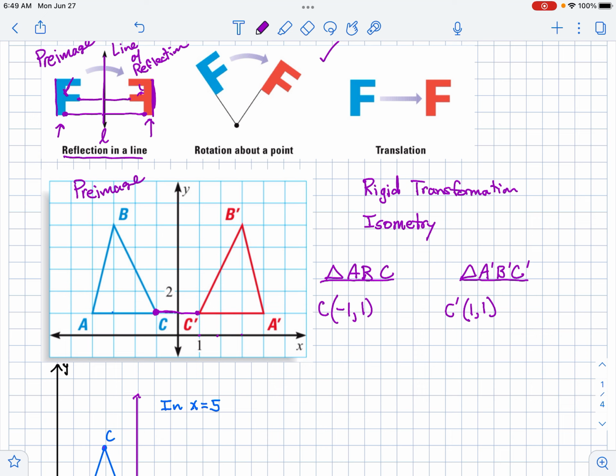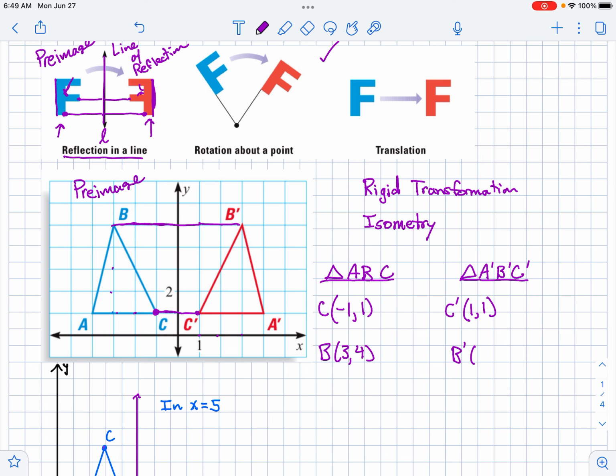Now we can do the same thing for B. If you look at B, it's at, let's see here, 1, 2, 3. So it's a 3, and then 1, 2, 3, 4. So we got this point 3, 4. And then we want to get to B prime. Well, it's 1, 2, 3 units over. So we're going to go 3 units to the right.